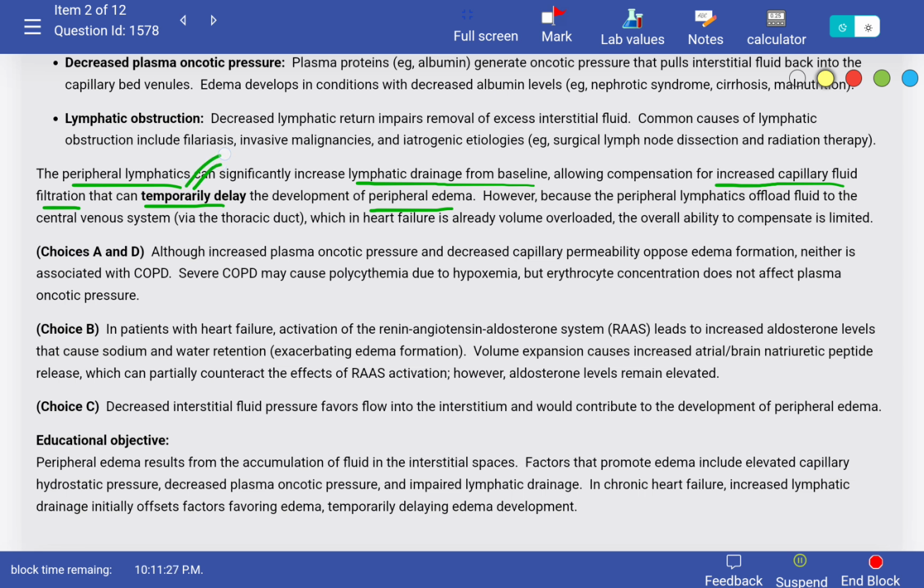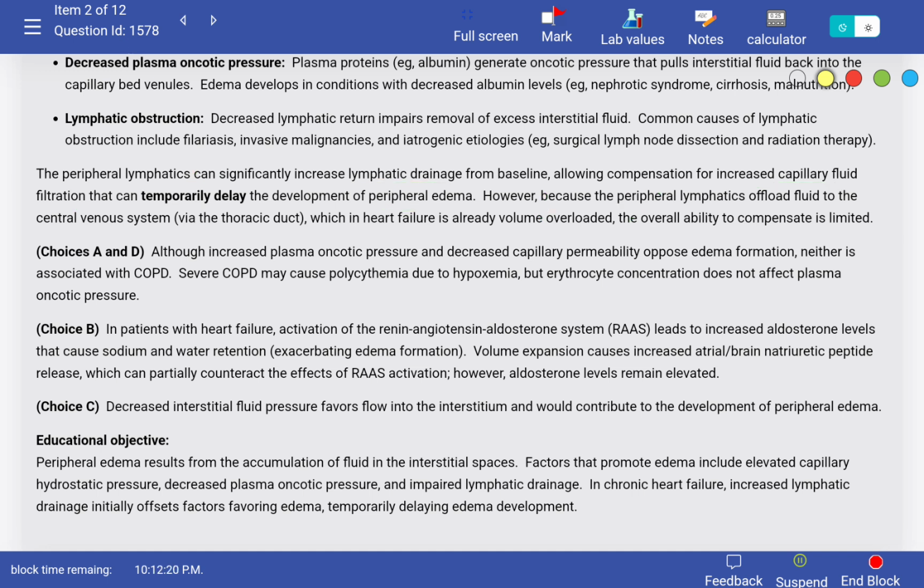But this is a temporary delay, right? However, because the peripheral lymphatics offload fluid to the central venous system via the thoracic duct, which in heart failure is already volume overloaded, the overall ability to compensate is limited. So in the long term, in a chronic situation, it would not be useful.